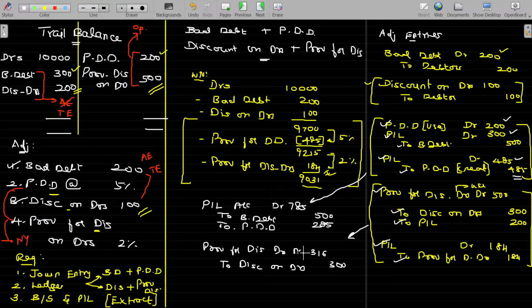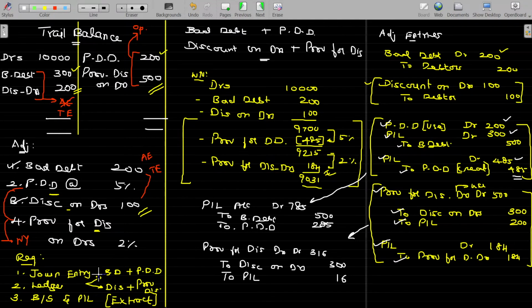316. Now if you net off that, then the difference being P&L account difference 16 rupees to P&L account 16 rupees. Is that okay? This is the logic you have to understand. Now we have passed the journal entries.